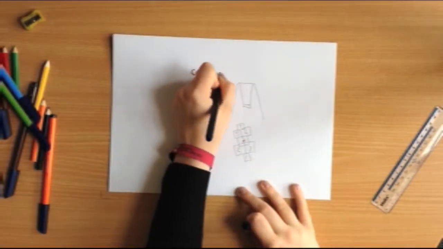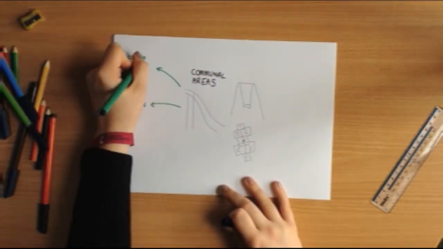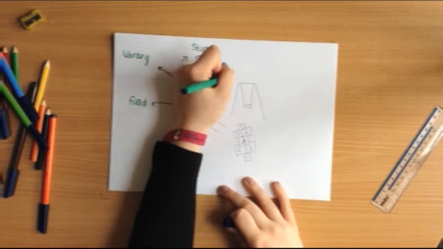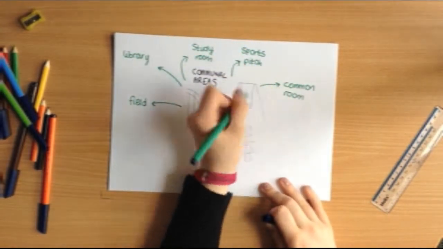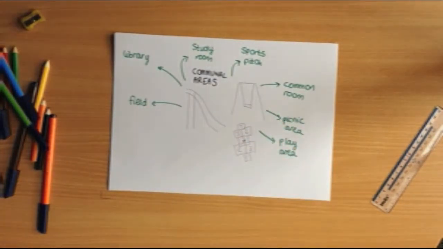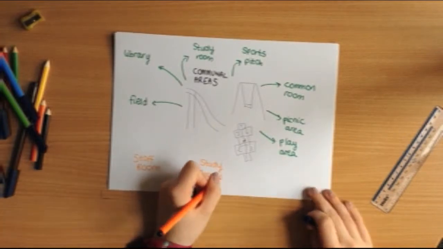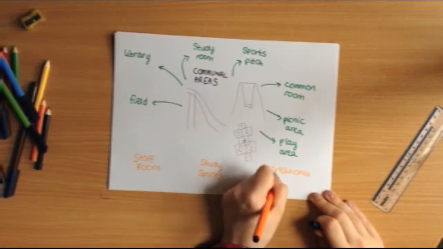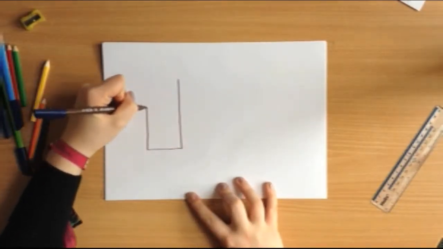There are a huge number of communal areas in the school. These are important spaces which students can use for independent study and free time. Examples of communal areas include study rooms, sports grounds, common rooms, picnic areas, play areas, fields, and libraries. These are easiest to consider in terms of study spaces, recreational spaces, and how best to run a staff room.